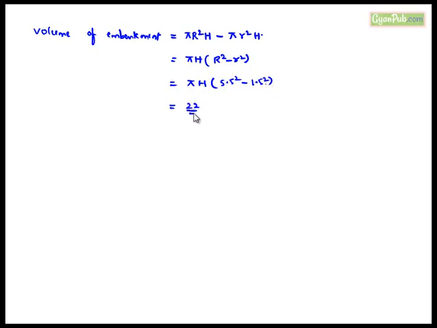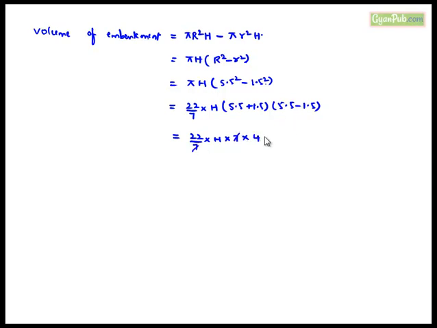That is equal to pi value is 22 by 7 into capital H into, this is in the form of a square minus b square, that will be a plus b into a minus b, which is equal to 22 by 7 into H into 5.5 plus 1.5 is 7 into 5.5 minus 1.5 is 4.